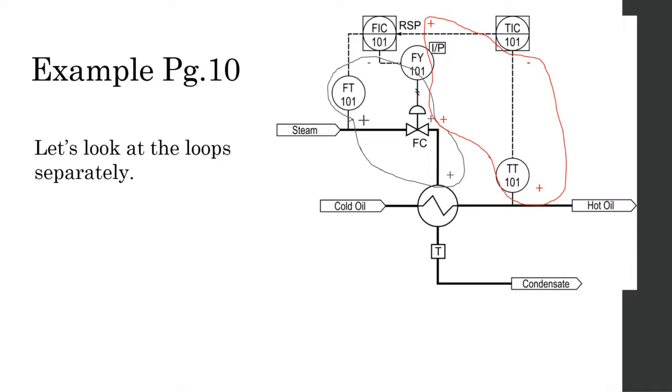So in the primary, the flow transmitter is direct acting, meaning that an increase in temperature results in an increase in its output. The flow controller is direct acting, meaning an increase in its signal results in increased opening of the valve. The process is direct acting, meaning that an increase in steam results in an increased temperature. I hope I haven't confused you. At any rate, that's how we figure that out.